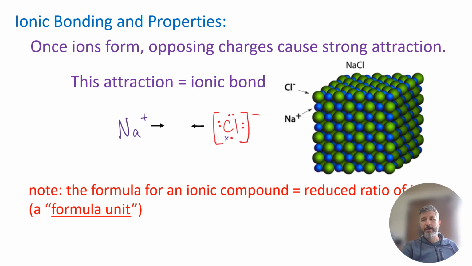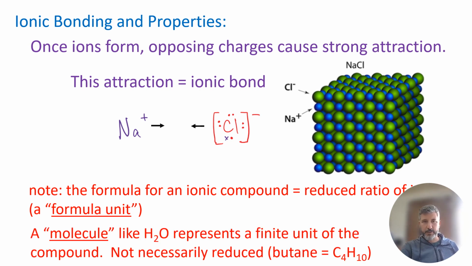But you never really have just a single Na+ paired with a Cl- like you would with a molecule. So a molecule, like water, represents a finite unit of the compound. So it is sometimes useful to think about water as existing as a single molecule, although it rarely does. It's usually in thousands, if not trillions or more. But for water molecules or other molecules, they can actually have a ratio that is not reduced.